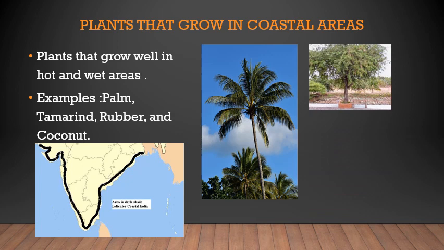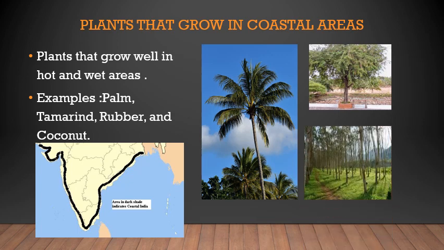Now the tamarind tree, you all know the tamarind tree, and the rubber tree. Rubber tree means the eraser that you use. It is usually made from the rubber tree. The juice that is collected from this rubber tree. These are the examples of the trees that grow in the coastal areas. Now you understood what coastal areas are. Coastal areas are the regions that are very close to the sea.